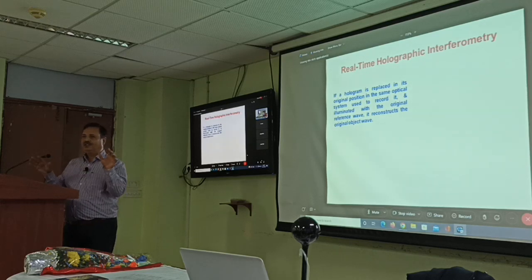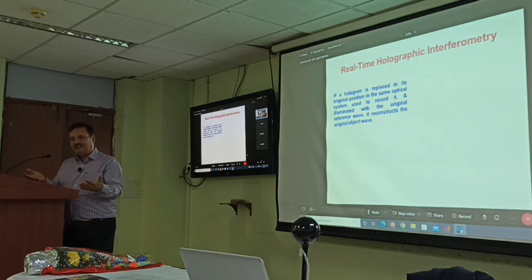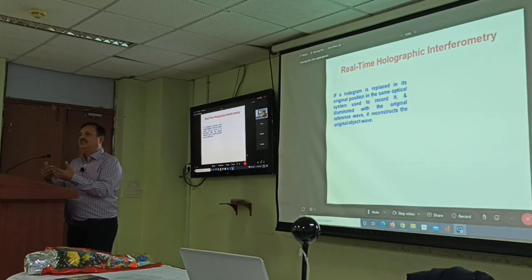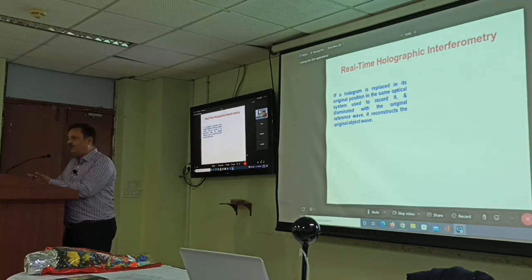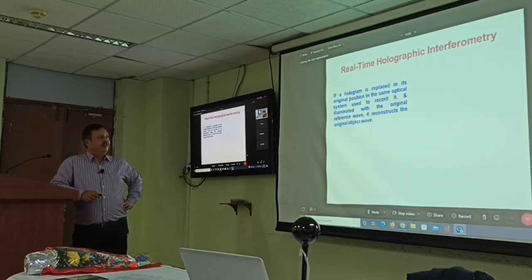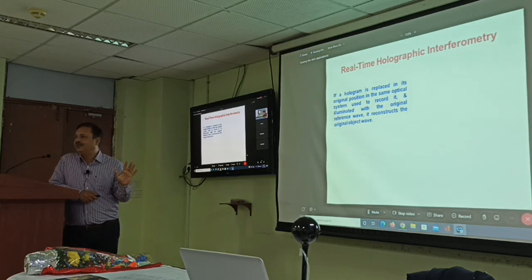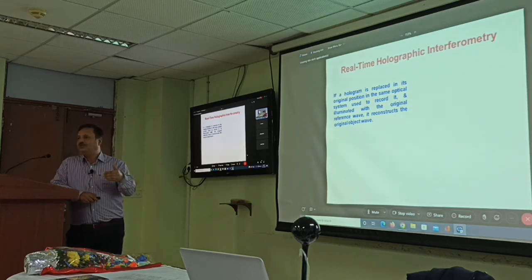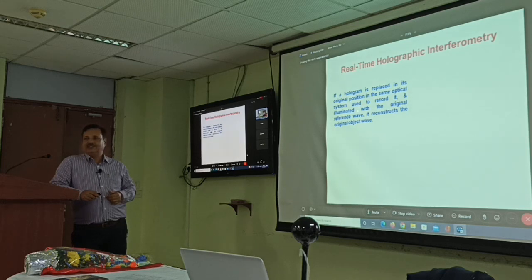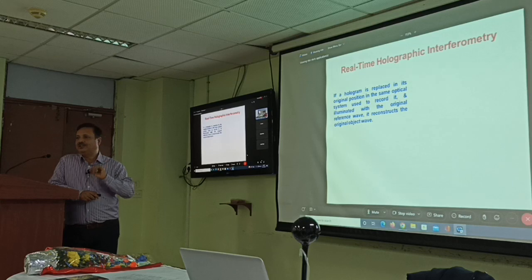What I have said so far: you have the reference plus object, added them together, and calculated the intensity. In optical holography, you are taking the intensity, and you are recording the interference pattern on the film. So you will have basically 4 terms, and with that you have recorded the hologram once. Now you are illuminating that hologram with the same reference beam again. If a hologram, once recorded, is replaced in its original position in the same optical system and illuminated with the original reference wave, it reconstructs the original object wave. This is what is basically holographic interferometry.